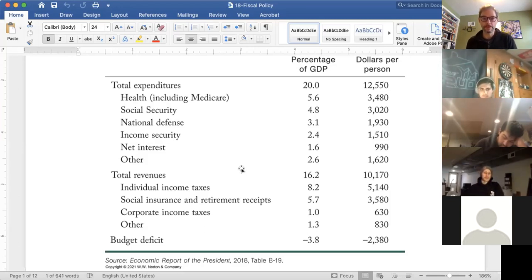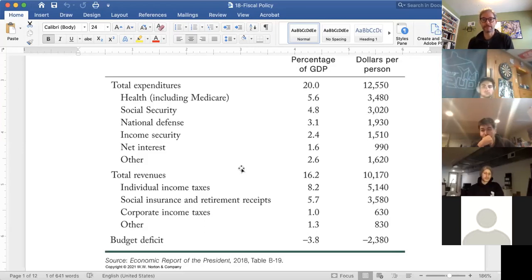One other interesting thing about government revenues is the US is fairly unique in that we rely primarily on income taxes. Most countries have moved to consumption taxes. And so this makes us unusual, right? Most countries rely on consumption taxes, whether it's a national sales tax or a value-added tax.